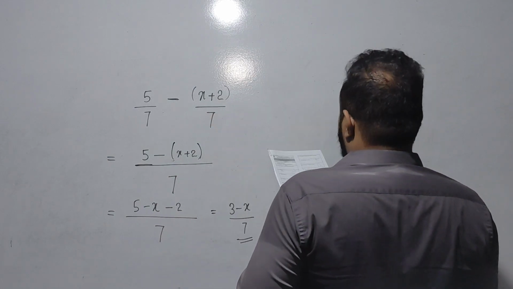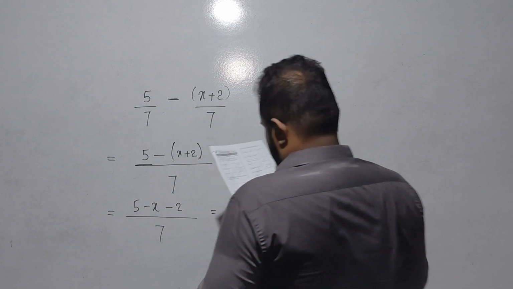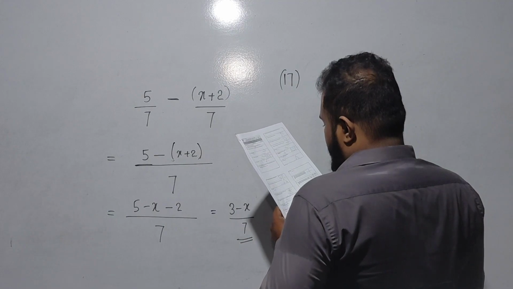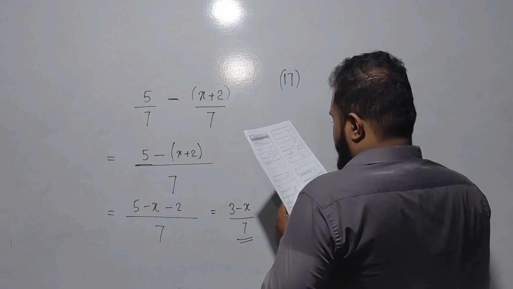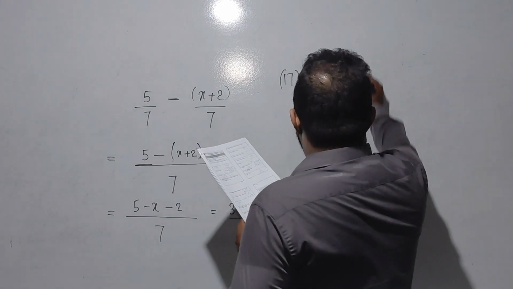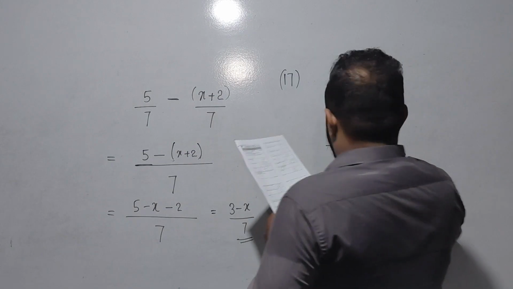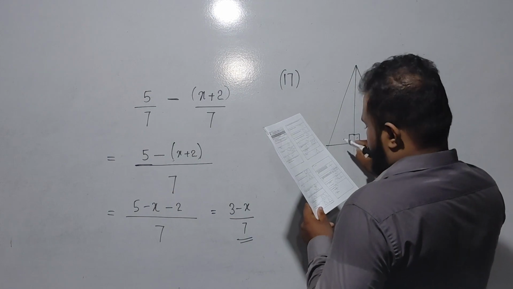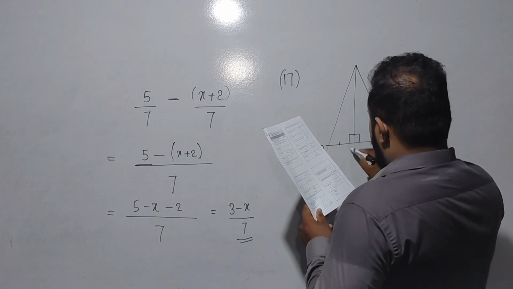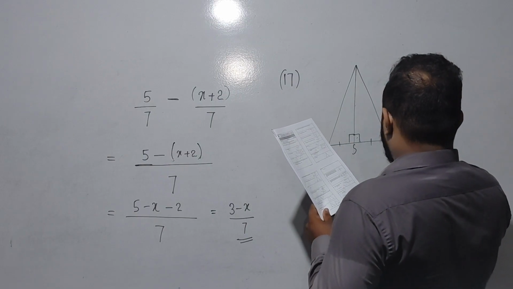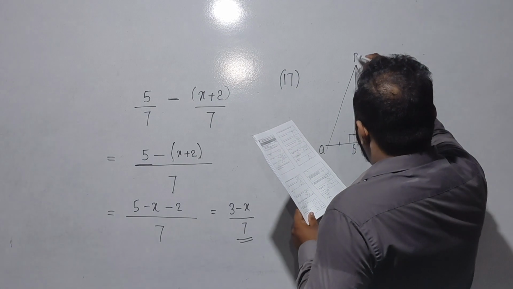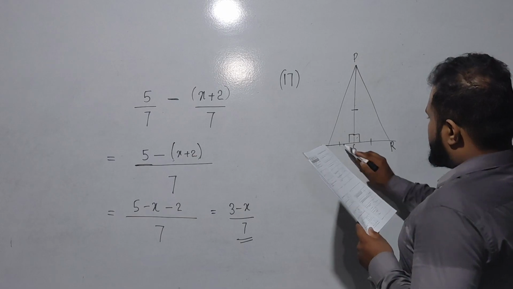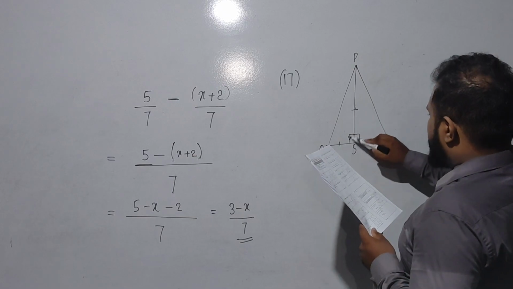Next question. Question number 17. In the triangle PQR, QR is parallel to PS and QS is equal to SR. Write the case of congruency of triangles PQS and PRS. What have they given? This is 90 degrees, so if that is 90, this is also 90. QS is equal to SR. And this is a common side. PS is a common side. So what is the case? Side, angle, side. This angle is the included angle.